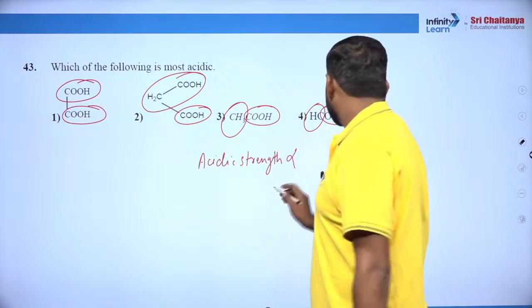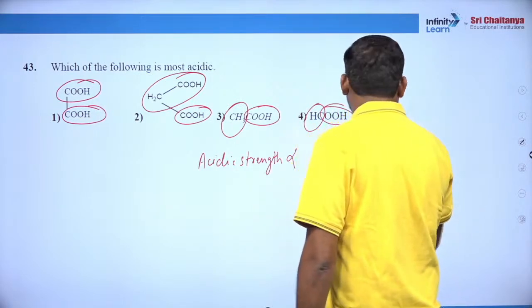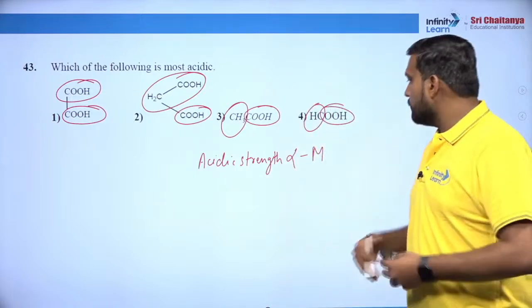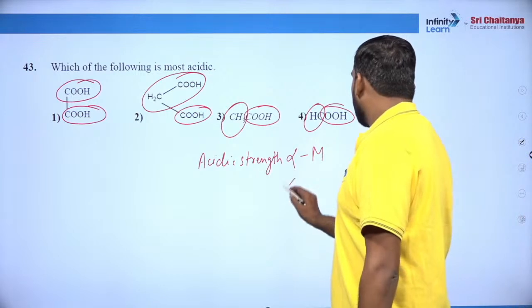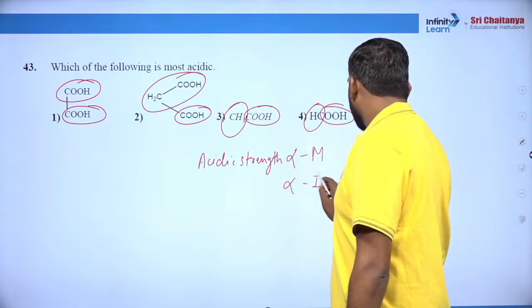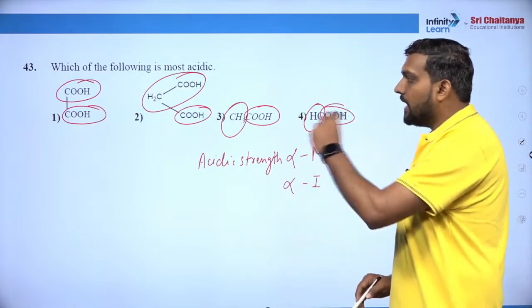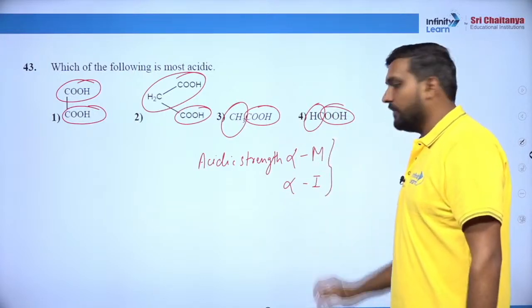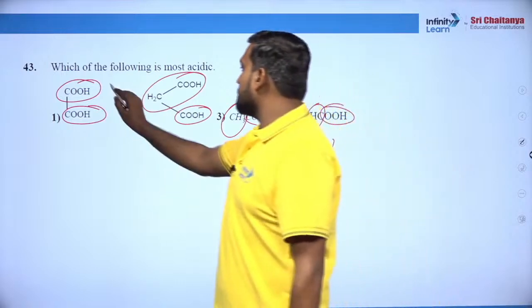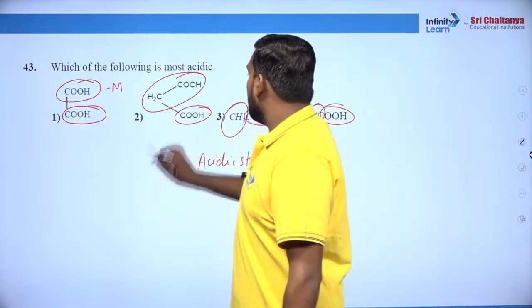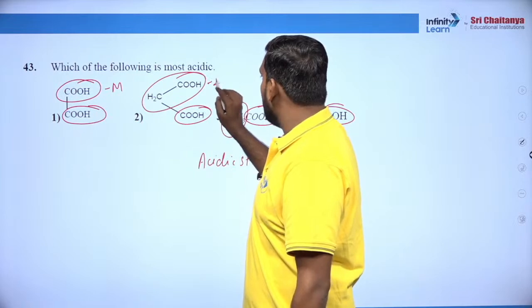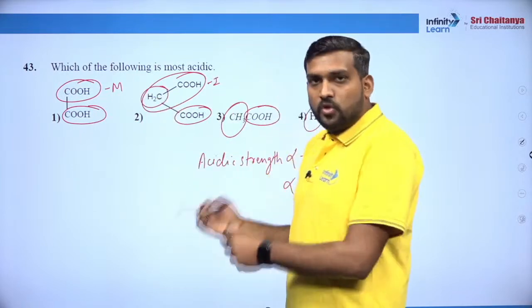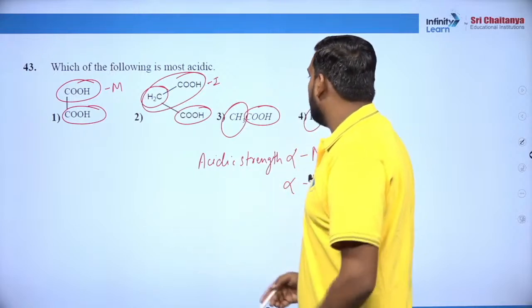Acidic strength is always increased by the presence of a minus M group. The more the minus M groups, the more the acidic strength. Similarly, it is also directly proportional to minus I, because the anion formed as the conjugate base is stabilized by electron withdrawing effects. Here it is applying minus M. Here it is applying minus I only, not minus M, because there is one sp3 carbon, so mesomeric effect will not be there, only the inductive effect.